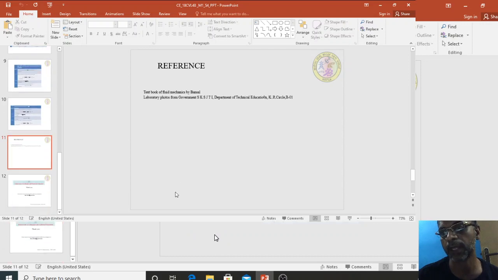These are all the list of books. The R.K. Bansal book was used for preparation of this particular material, and the photograph shown is the courtesy of the Government SKJP Department of Technical Education, Fluid Mechanics and Hydraulic Laboratory, Bangalore, existing equipment photo.